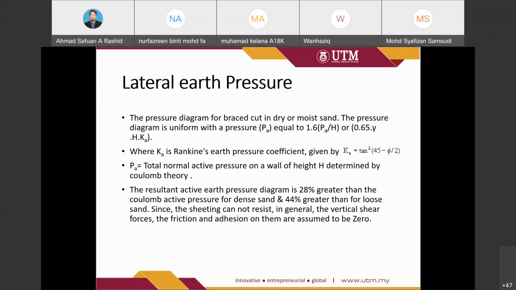The PA is the total normal active pressure on the wall of height H determined by the Coulomb theory. So the resultant active earth pressure diagram is 28% greater than the Coulomb active pressure for dense sand and 44% greater for loose sand. Since the sheeting cannot resist, in general, the vertical shear force, the friction and adhesion are assumed to be zero.